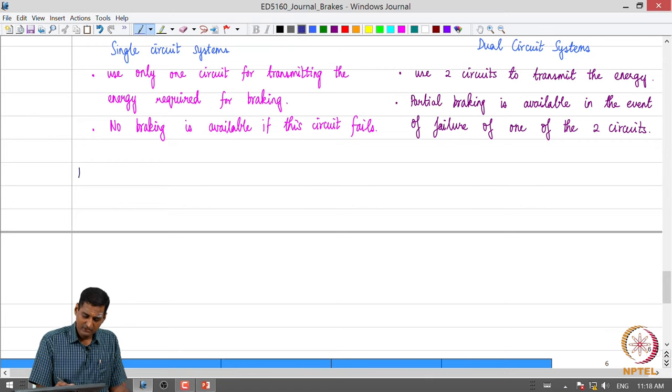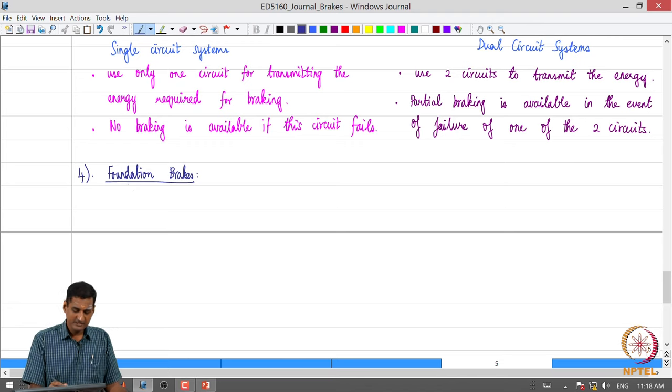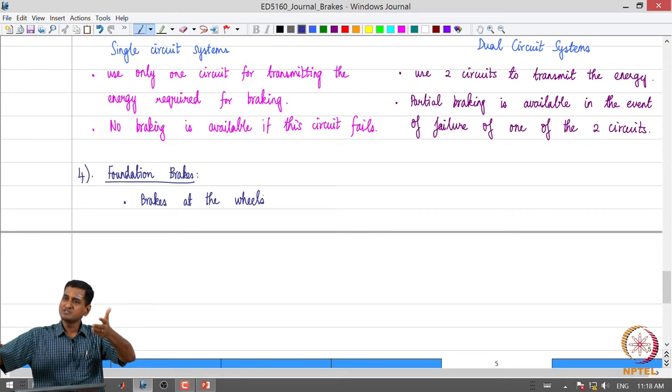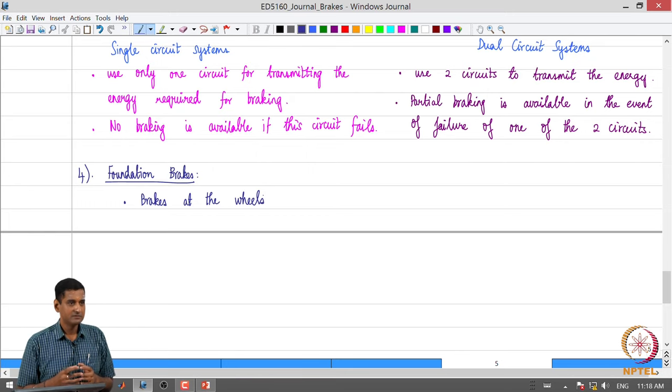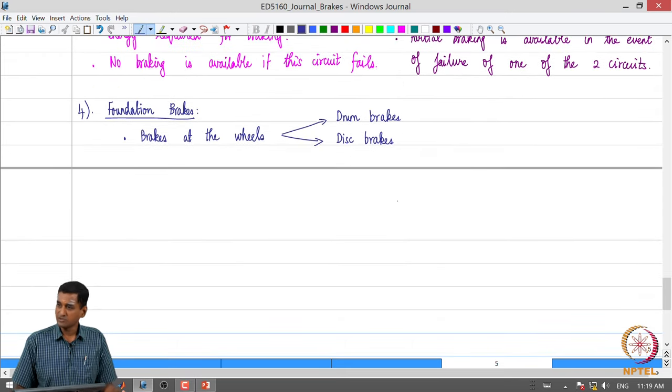So the fourth broad set of components in a typical brake system essentially take the form of foundation brakes. So what are foundation brakes? These are essentially the brake units of the wheels. They act on the wheels, use the energy that is transmitted by the energy transmission circuit, and then convert the vehicle kinetic energy into thermal energy and dissipate it. Today, the two common foundation brakes that are used are the drum brakes and the disc brakes. So let us look at them more closely. These are the four broad sets of components. So let us go and look at drum brakes first.